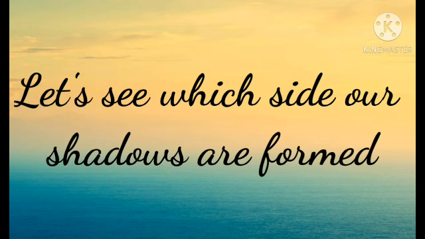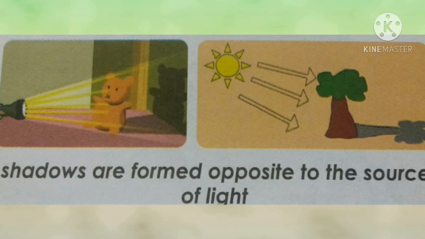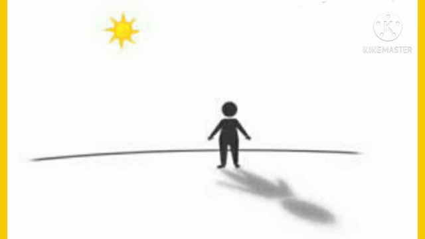Now students, let's see on which side our shadows are formed. Shadows are always formed opposite to the source of light. It means that the sunlight is falling on the object in a straight direction. The shadow is formed on the opposite side of that direction. For example, if you stand outdoors in the sun, on which side is your shadow formed? Yes, it is on the side opposite to the sun.